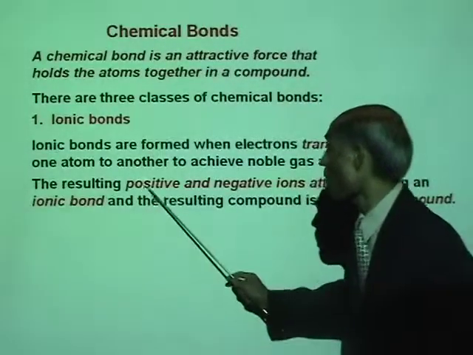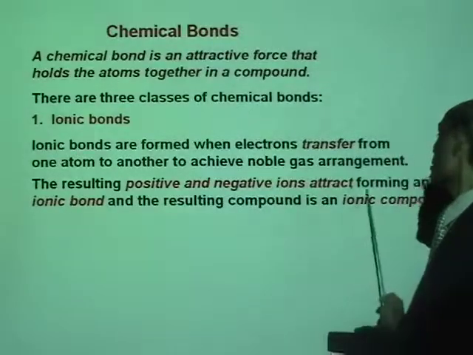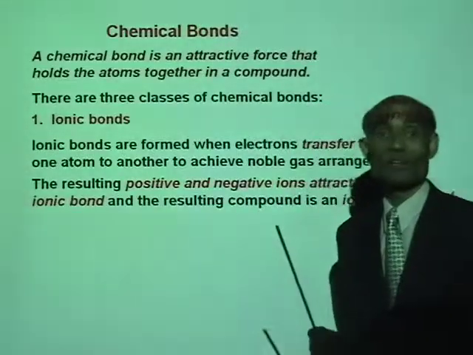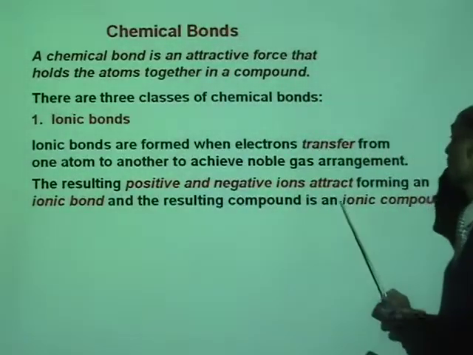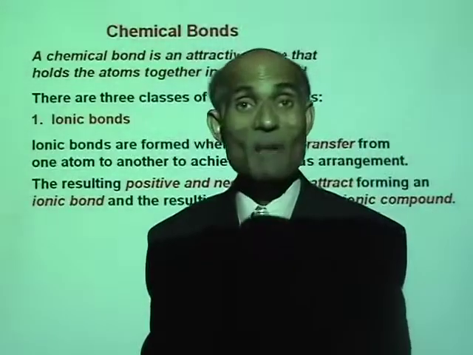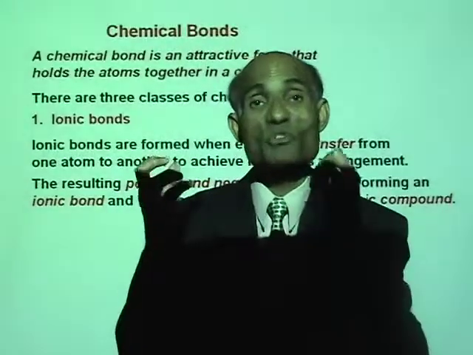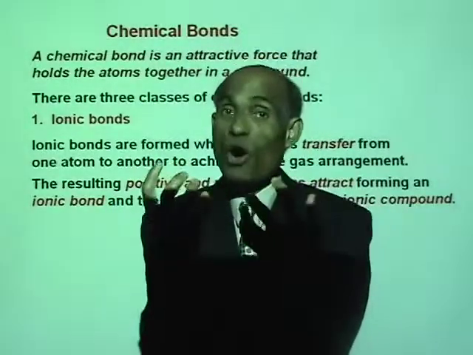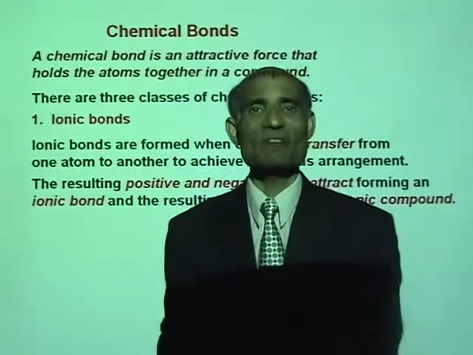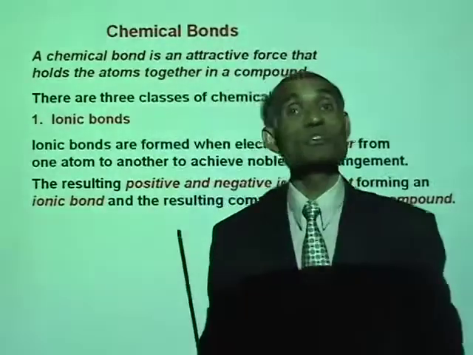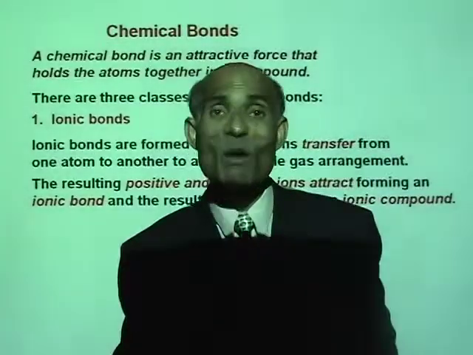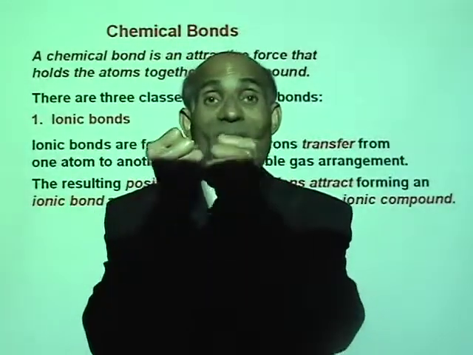The resulting positive and negative ions attract each other, forming what is called an ionic bond, and the resulting compound is called an ionic compound. So the compound that is formed between sodium and chlorine is called sodium chloride. That is the common salt, the table salt that we use. The table salt that we use is actually an ionic compound. Why is that an ionic compound? Because it is made up of ions.